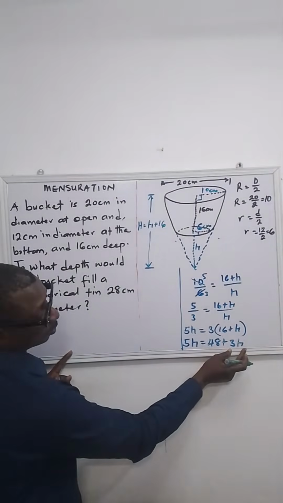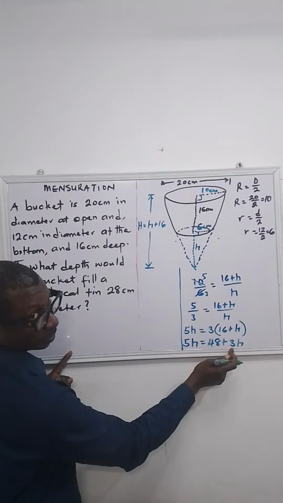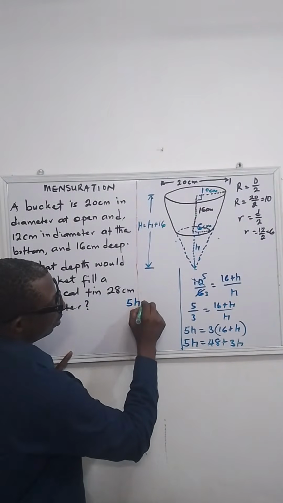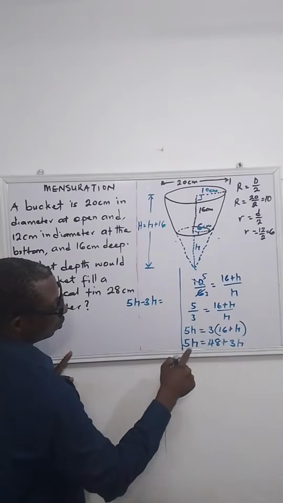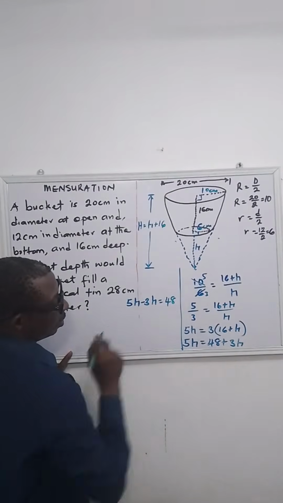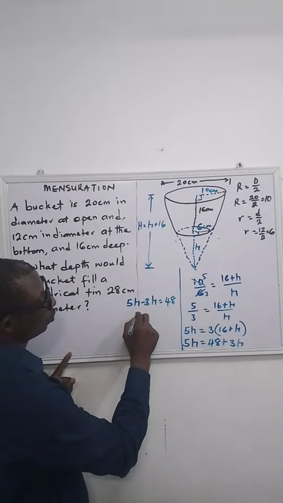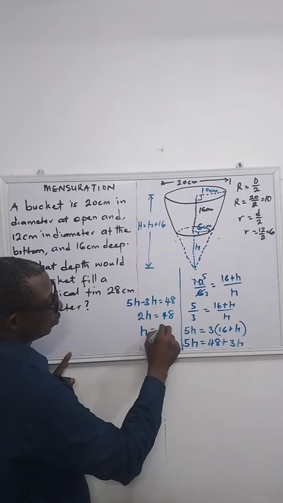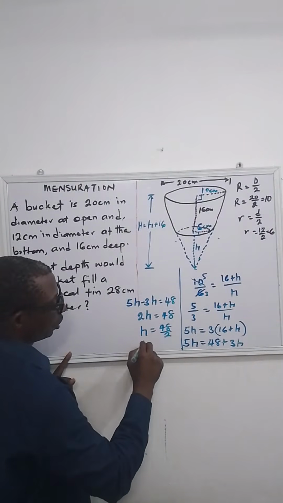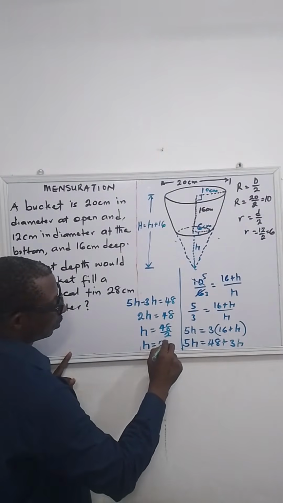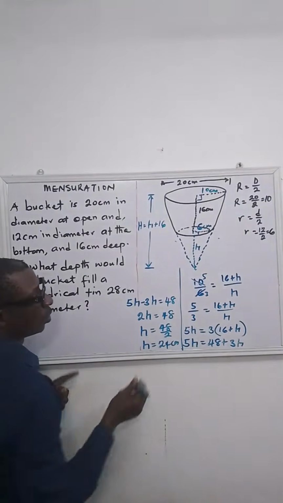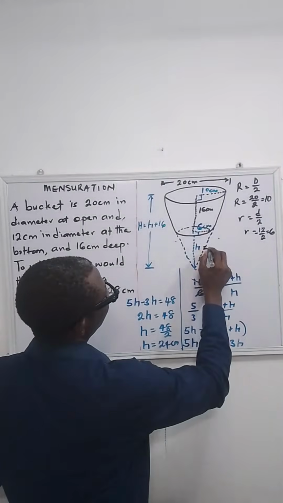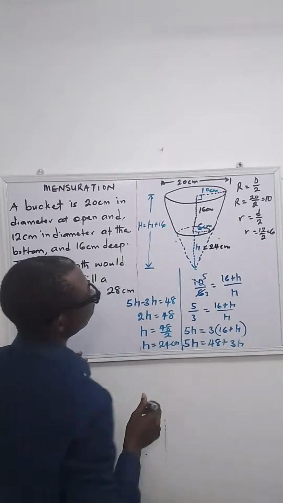Okay. So now we are going to transpose this. We transpose 3H. So we have 5H minus 3H equals to 48. Okay. So now this gives us what? 2H equals to 48. And H equals to 48 over 2. So H is what? H is 24 centimeter. So we have this now to be, this is 24 centimeter.